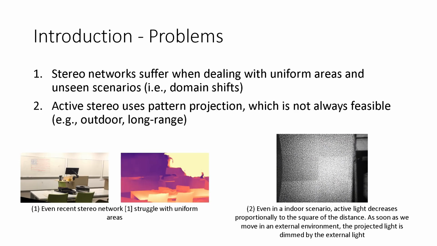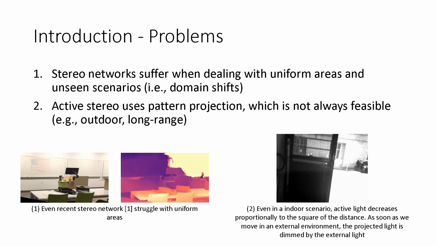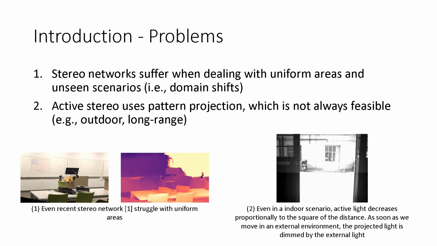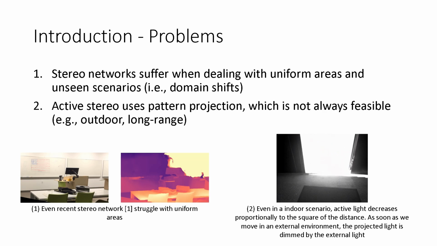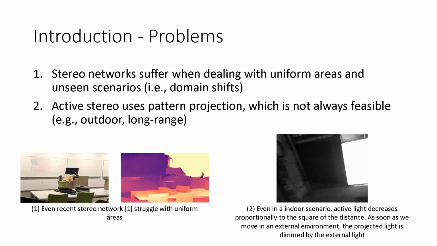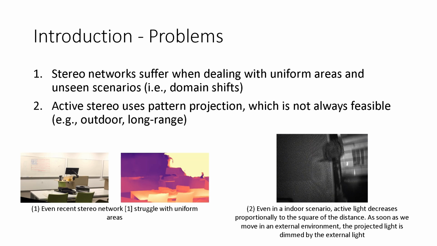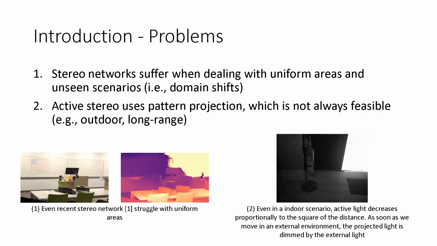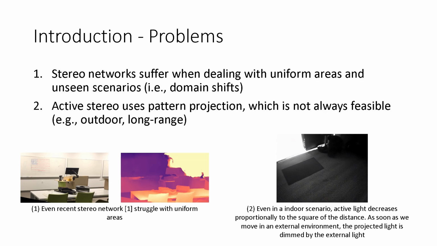Active Stereo deals with ambiguous regions using a physical pattern projector, which aims to ease correspondences. However, a pattern projector is not feasible in outdoor scenarios, where ambient light cancels out the projected pattern. Furthermore, active light decreases proportionally to the square of the distance. Consequently, Active Stereo cannot deal with long distances.